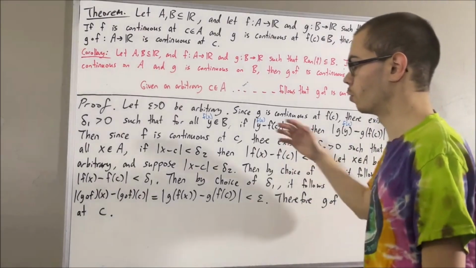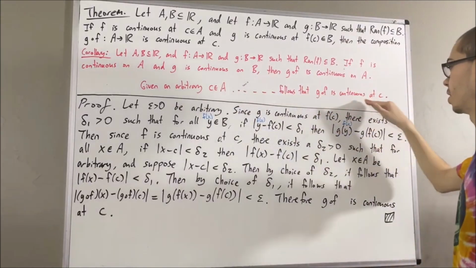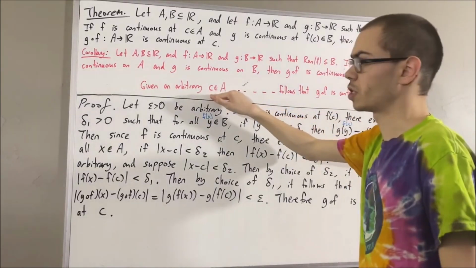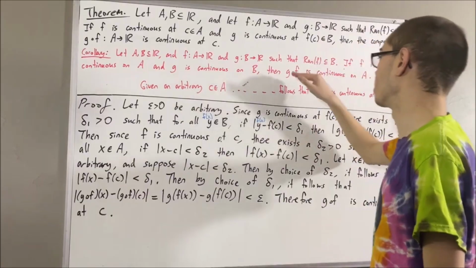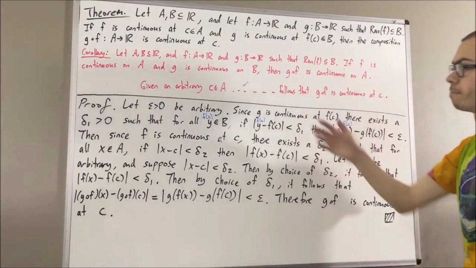So, if you're given an arbitrary element c in A, it will follow that g compose f is continuous at c. Since c was arbitrary, that would imply g compose f is continuous everywhere on A. So that would prove the corollary.